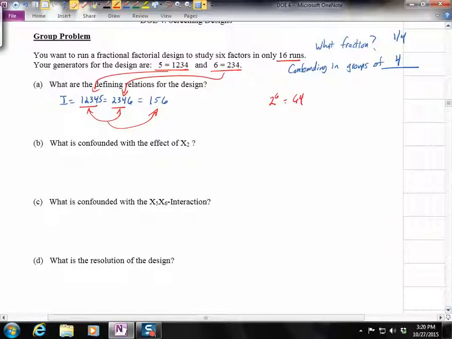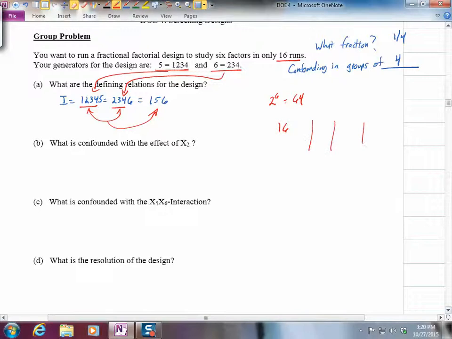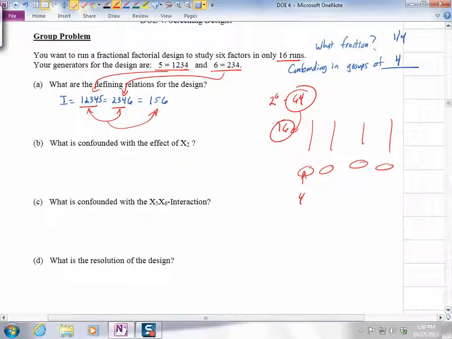Okay, good question. So a 2 to the 6th design would be 64 runs, right? That means I can calculate a mean, and there are 63 other things: 6 main effects, a whole lot of two-way interactions. So we calculate 64 things, but we only ran 16 runs, right? So we have 16 columns, and that means each of these has to hold 4 effects in order for those 64 effects to fit into the 16 runs.